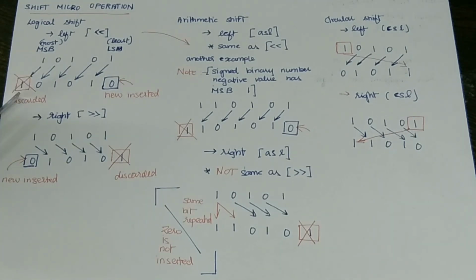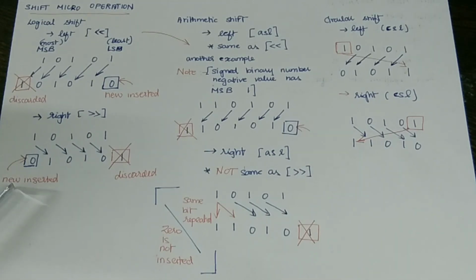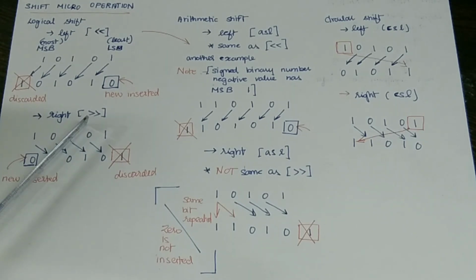Under logical shift left, the bits are moved towards the left direction and MSB is discarded. Under LSB, the new bit 0 is inserted. In case of logical shift right, the LSB is discarded and new MSB 0 is inserted and the binary bits are moved towards the right. This is the symbolic representation of logical shift right.